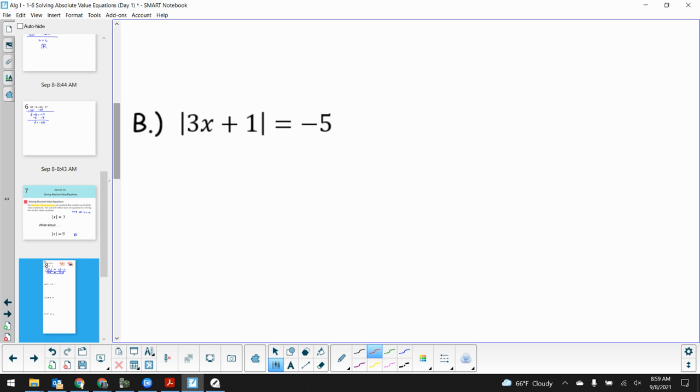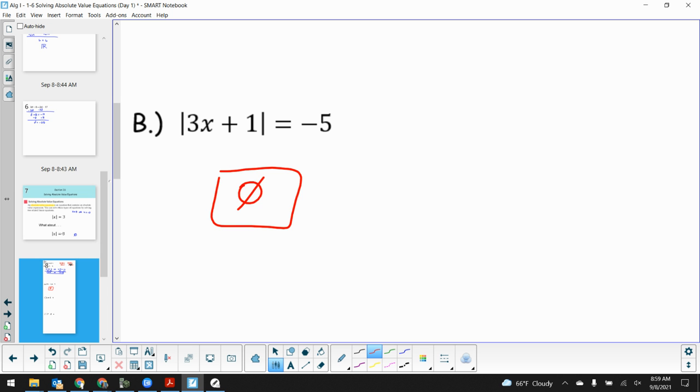Pump the brakes. What do you see? Pause for a moment. What do you notice right off the bat? Brianna? It's a negative. It's equal to a negative. The absolute value is equal to a negative. What can I stop and say at this point? No solutions.